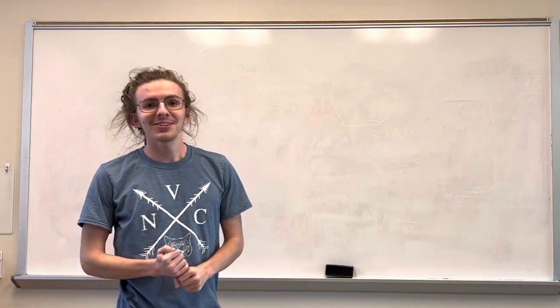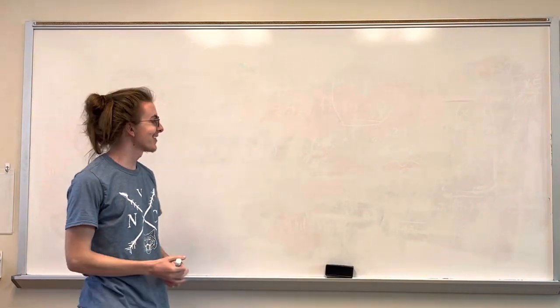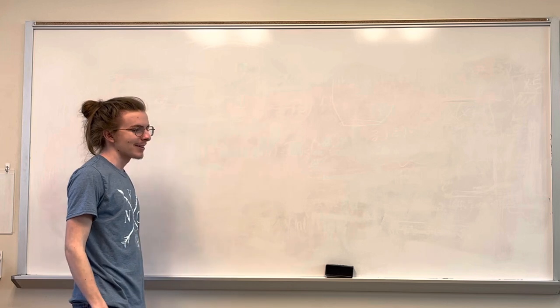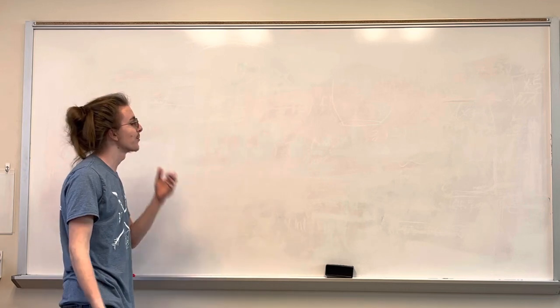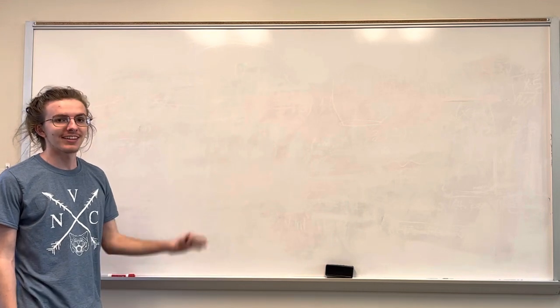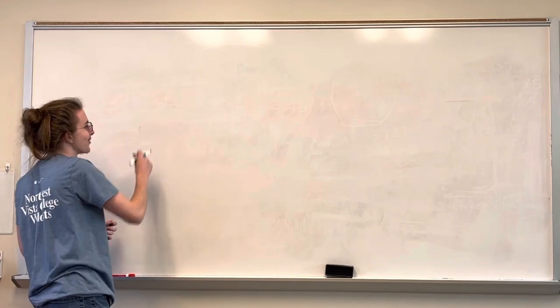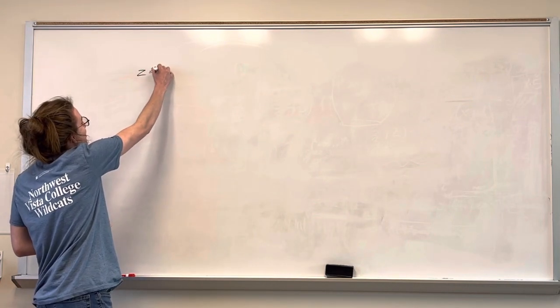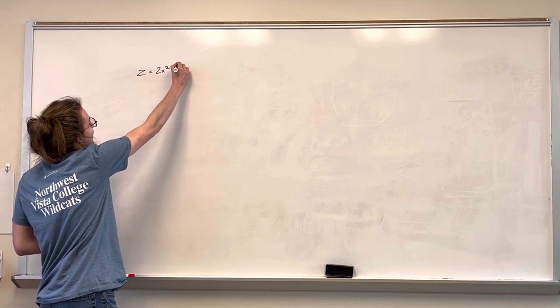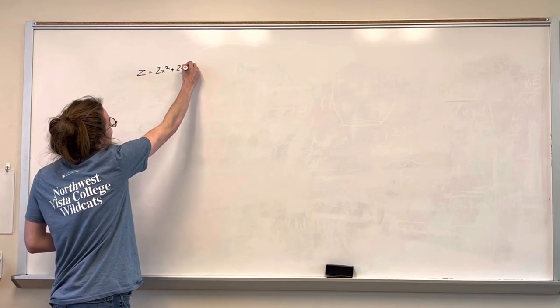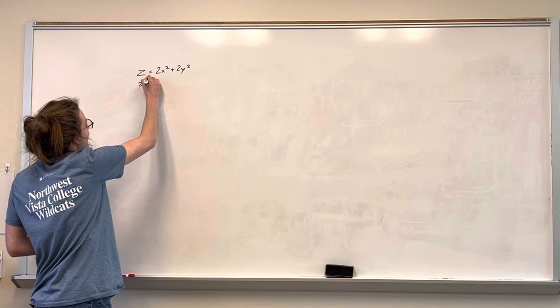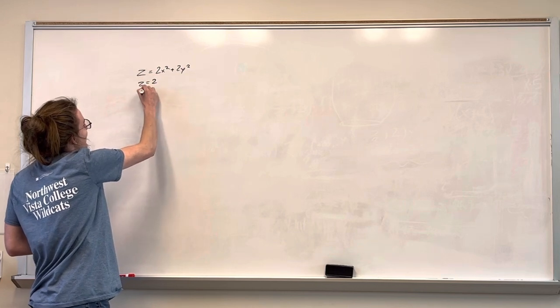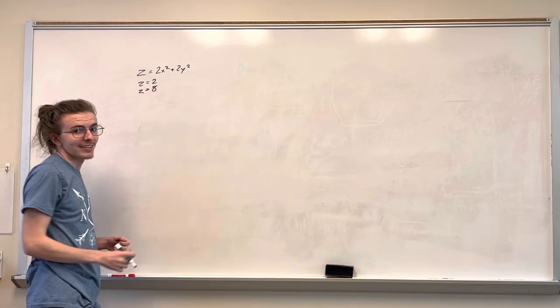Hello, welcome back to my math lab, my math submission video, where we will be solving the area of a solenoid z equals 2x squared plus 2y squared between the planes z equals 2 and z equals 8.